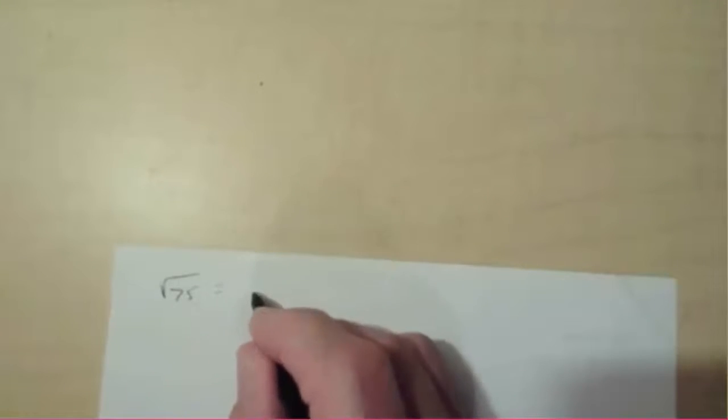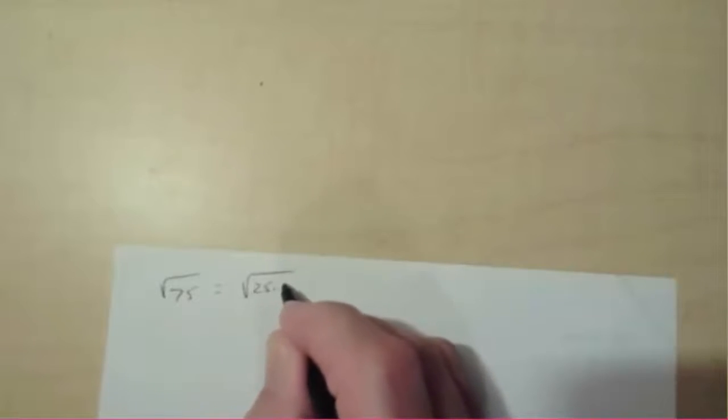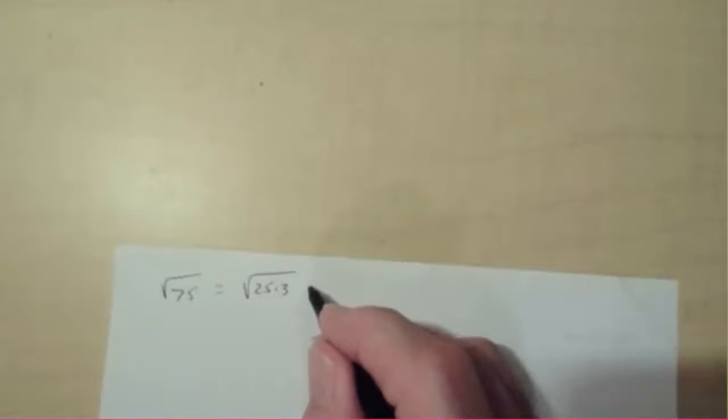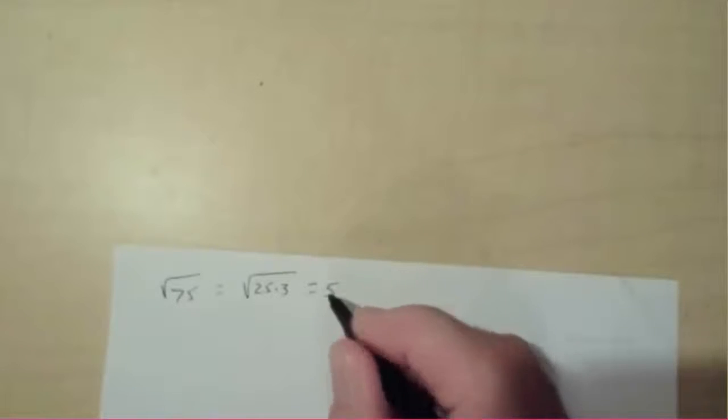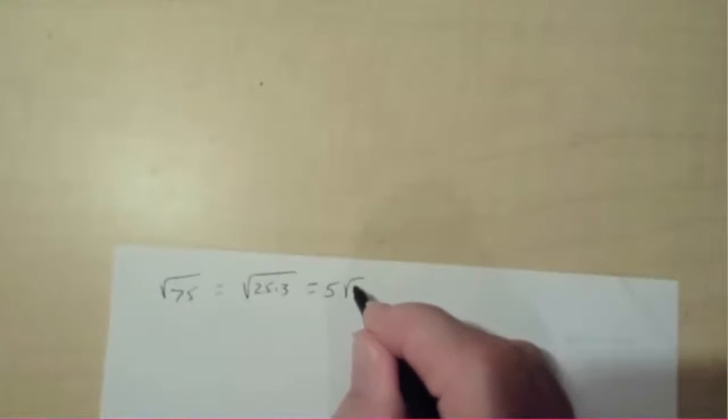For instance, if we have the square root of 75, that is the square root of 25 times 3. Is that right? Yeah. And the square root of 25 is 5, so it comes out of the radical once you take the square root of it, times the square root of 3, we don't know and we don't care.